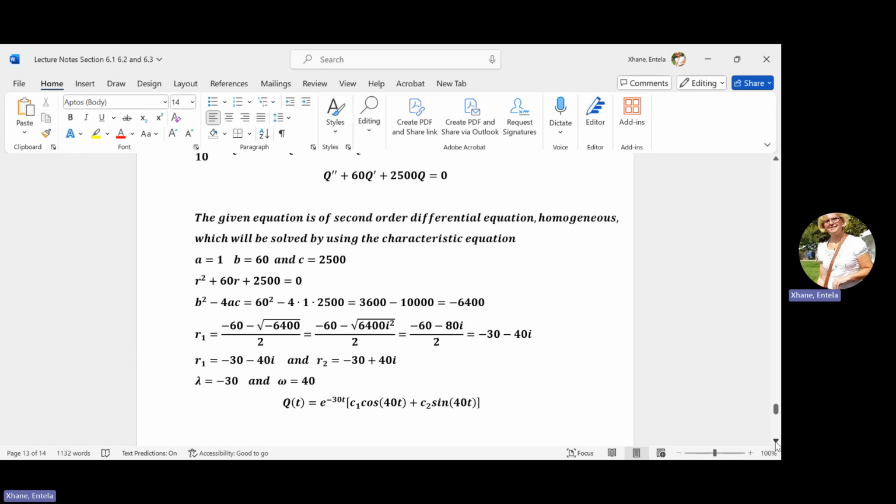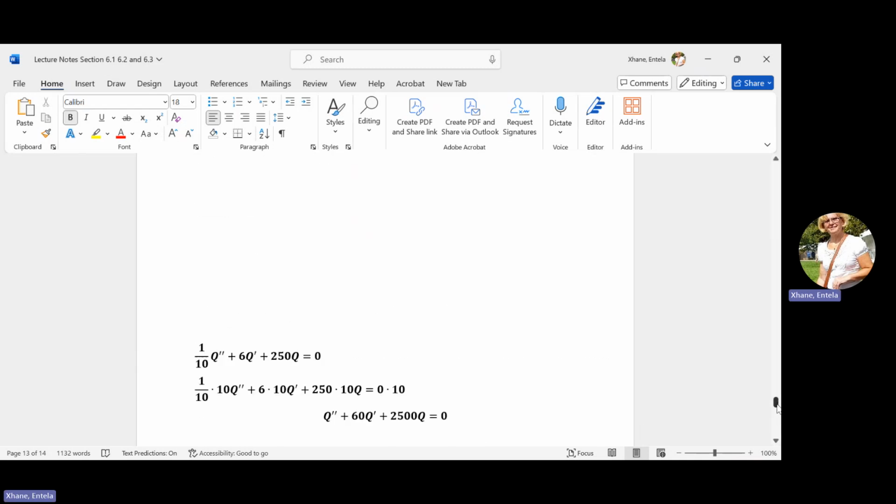And then as a complex root case, we find R1 to be negative 30 minus 40i, and therefore R2 is negative 30 plus 40i, where lambda being negative 30 and omega being 40. So in this case, the charge Q of t is measured by using the equation e to the power negative 30t times C1 cosine 40t plus C2 sine 40t. And that's all I have for the applications.